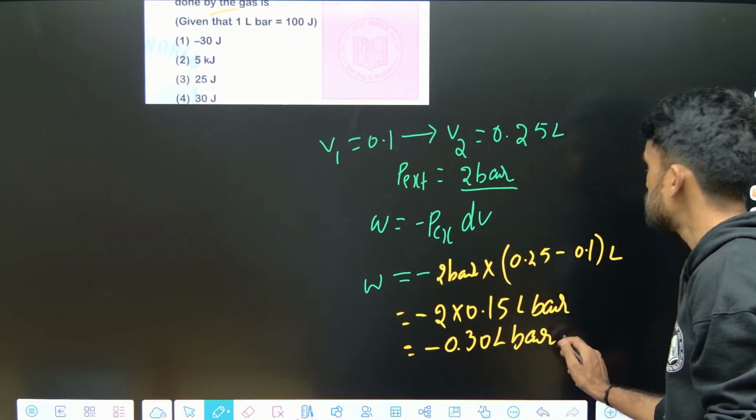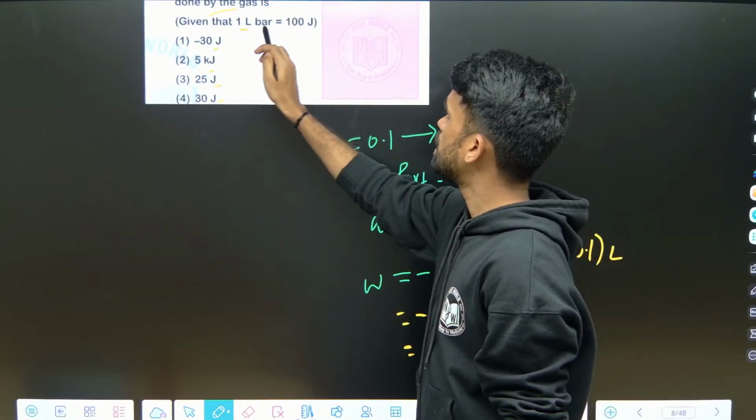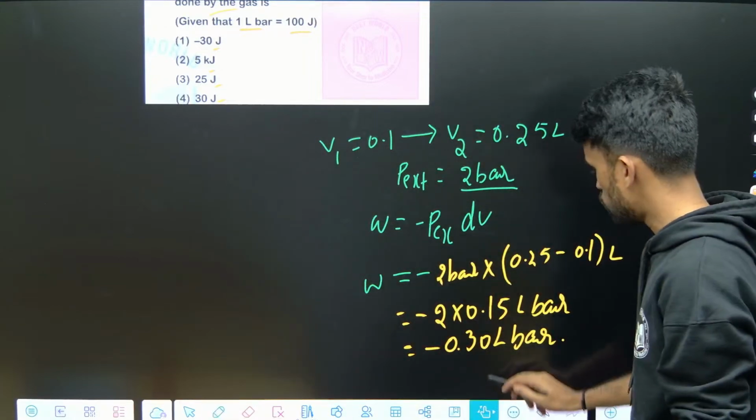See here, the options are not in liter bar, they are in joules or kilojoules. So 1 liter bar equals 100 joules. So what can we write?